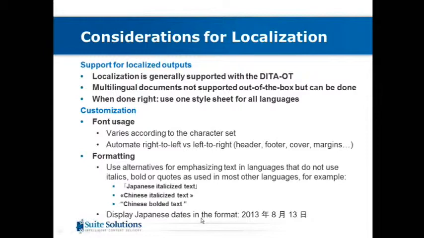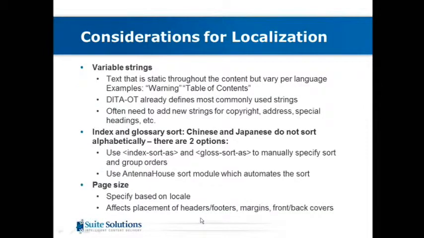Variable strings. Text that's static throughout the content but varies per language. Examples are when you have the words table of contents. If you want it in English, you want it in Japanese, you want it in French, those are the kinds of strings that are included.